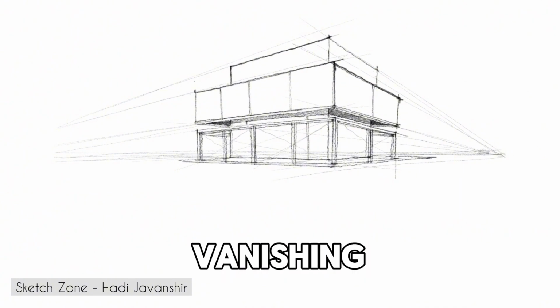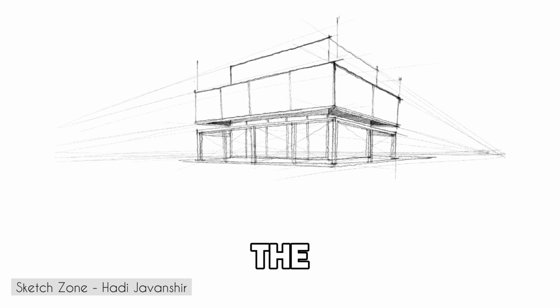The closer the vanishing points are, the more distorted the perspective will be. The farther the vanishing points are, the more realistic the perspective will be.